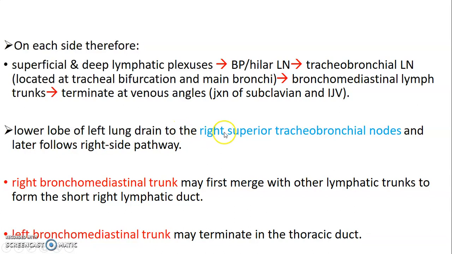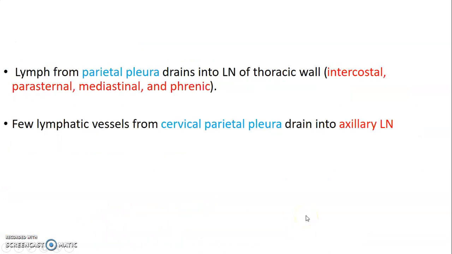The lower lobe of the left lung drains into right superior tracheobronchial nodes and later follows the right side pathway. So the left lung lower lobe will drain on the right side. Then you have bronchomediastinal trunks, the right and the left. The right one will merge with other lymphatic trunks to form a short right lymphatic duct, while the left one terminates in the thoracic duct.